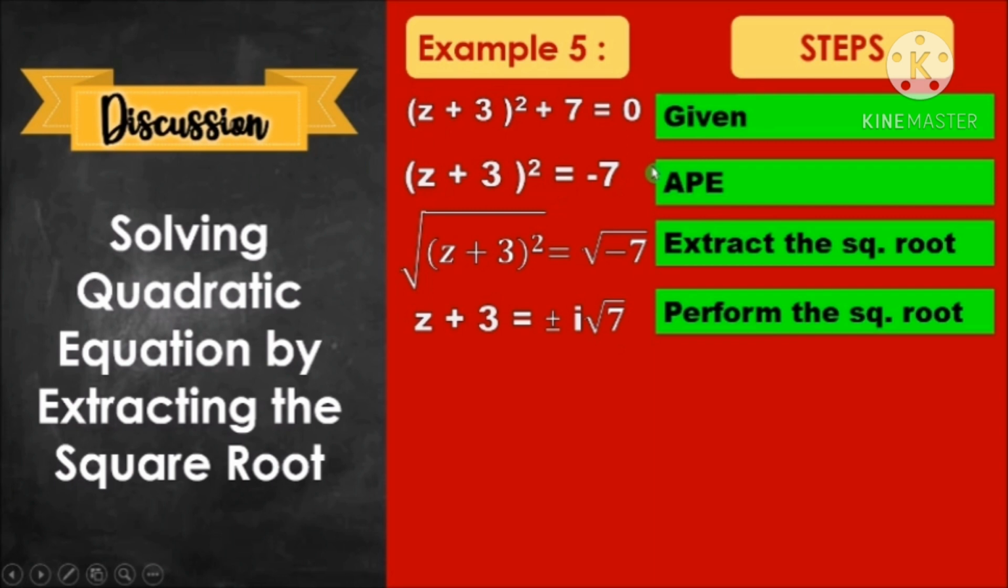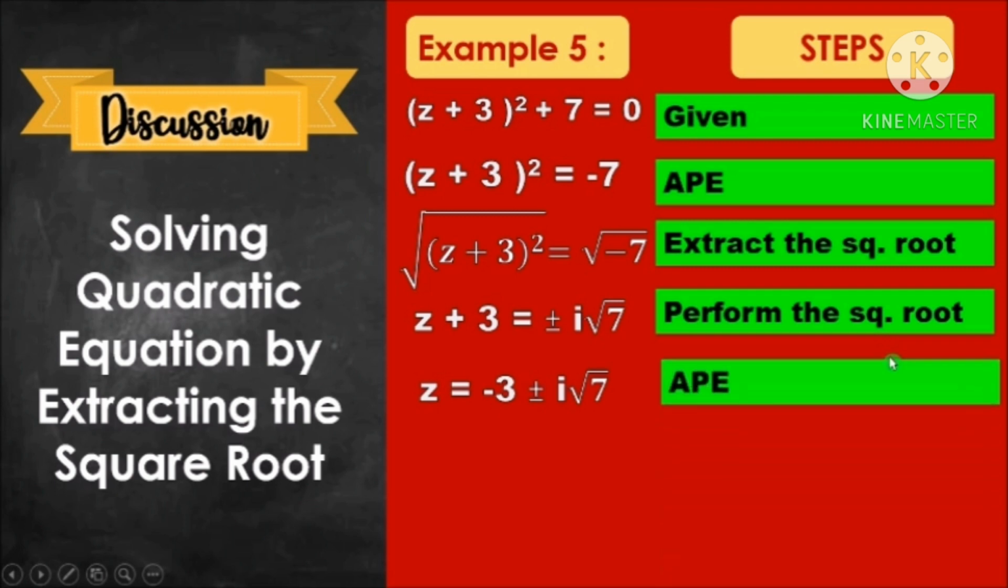So, square root of (z + 3)^2 ay magiging z + 3 dahil kinancel na natin ang square at square root. Equals square root of negative 7. Muli, meron na naman tayong negative na radical. Therefore, square root of negative 1 is i. Then, square root of 7, since wala siya sa listahan ng perfect square root, mananatili pa rin siyang square root of 7. And, wag natin ulit kalimutan lagyan ng plus minus.